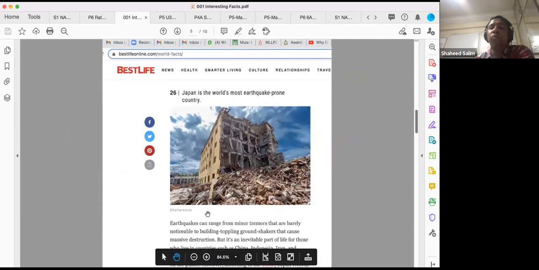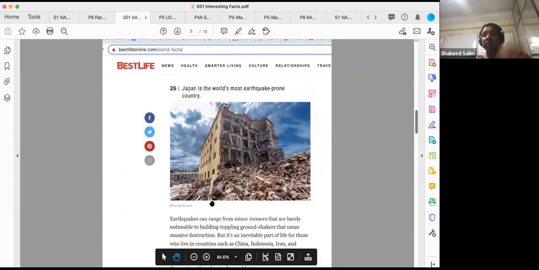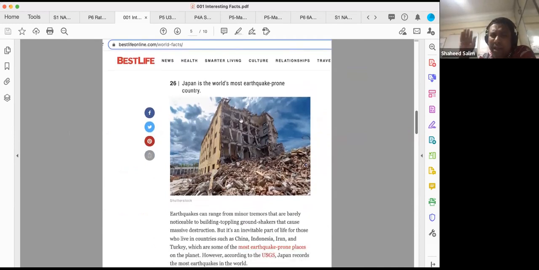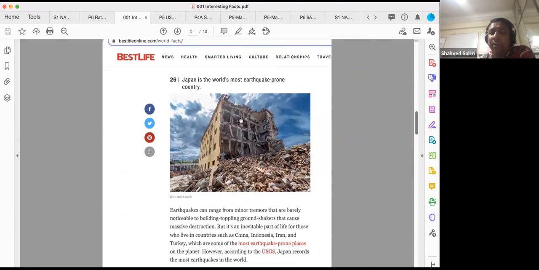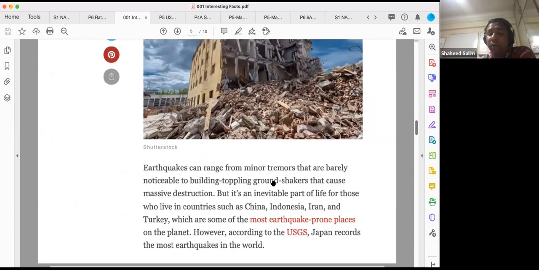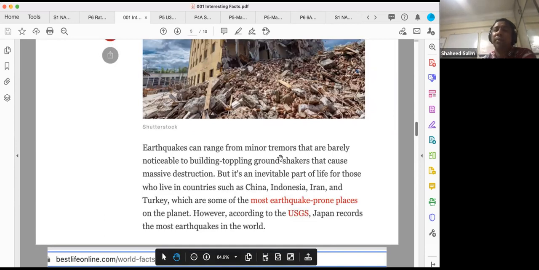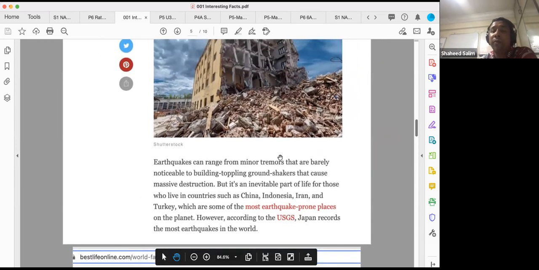Next one, if you do not know this, Japan. Japan is the world's most earthquake-prone country. That means the most number of earthquakes happen in Japan. But there are other countries that have earthquakes: China, a lot of earthquakes; Indonesia, a lot; Iran, Turkey, a lot. But Japan, highest number. So be careful, you all want to visit and whatnot.